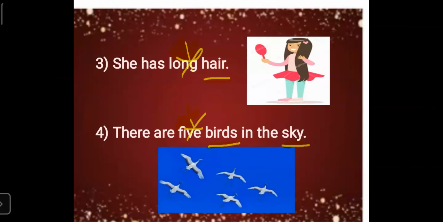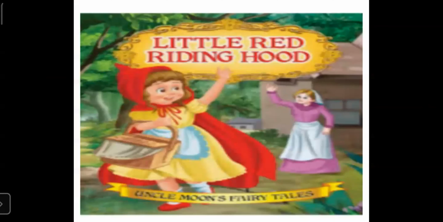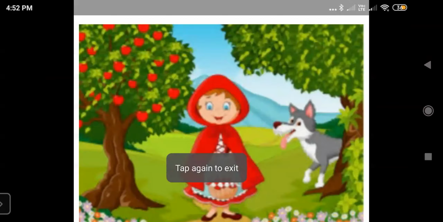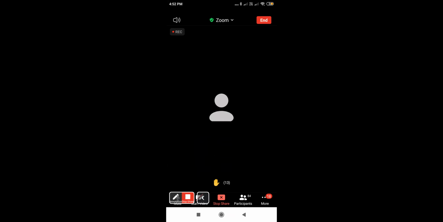So children, what are describing words? Describing words are the words which tell us something more about a naming word.